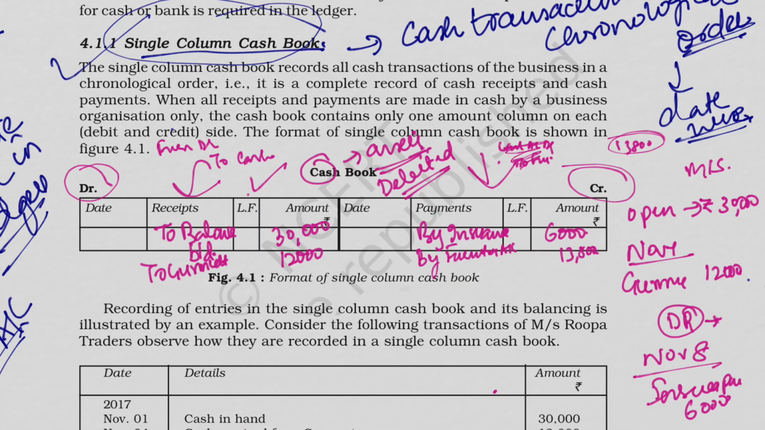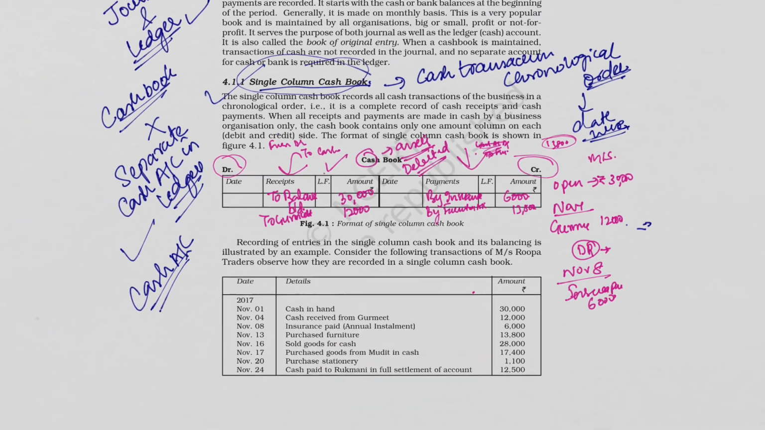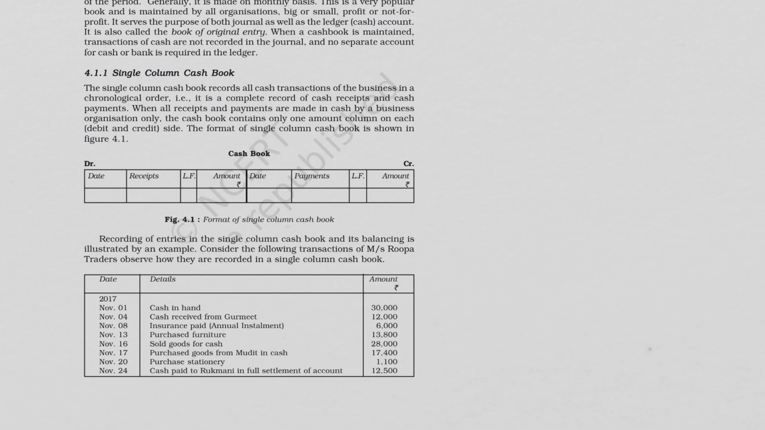Similarly, many other transactions can be recorded. At the end of the month we'll balance the cash book, adding both sides. Whatever the difference is, it is written as balance carried forward on the smaller side, and next month it becomes balance brought down. An important rule here is that the cash book always has a debit balance, because cash in hand can never be negative. Now, talking about posting of the single column cash book.